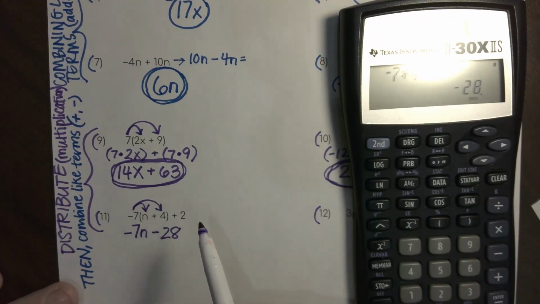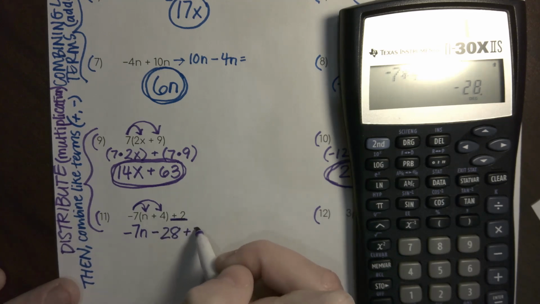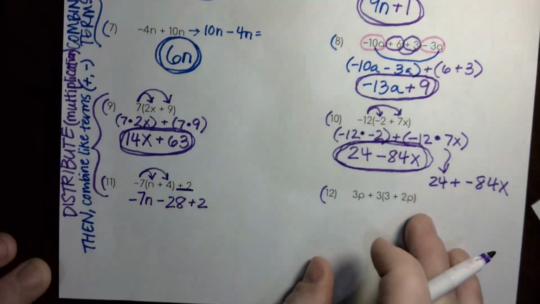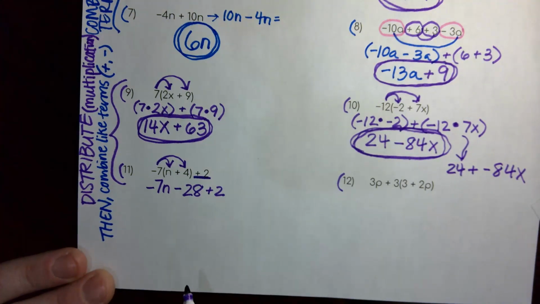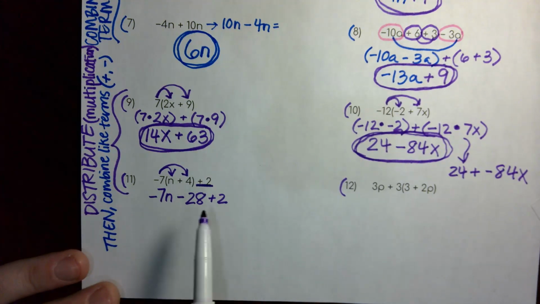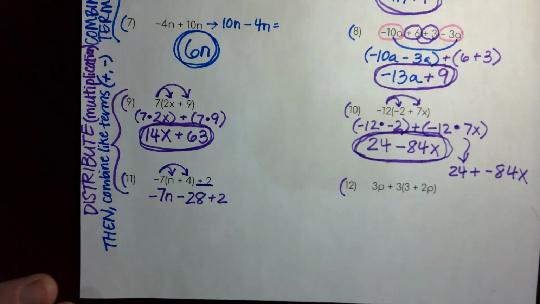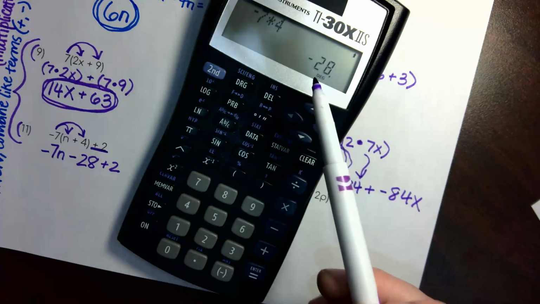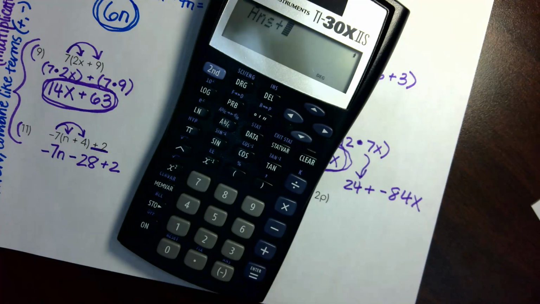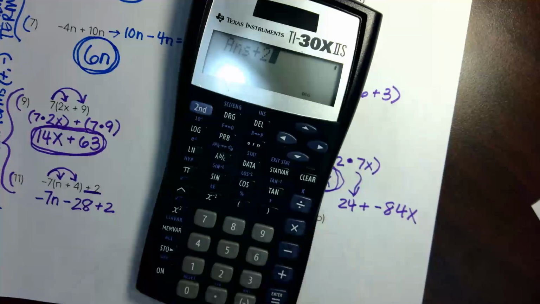Are we done? Plus 2. We don't want to forget our plus 2 up here. We've got to add that to the end. Plus 2. Okay, now we've done our distribution. But do we have any terms that we can combine? Yes, we have a negative 28 plus 2. What is negative 28 plus 2? Negative 26. Yeah, so if you kept that negative 28 on your calculator, you could just do plus 2, and then you'll get negative 26.